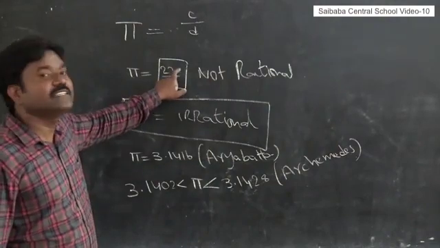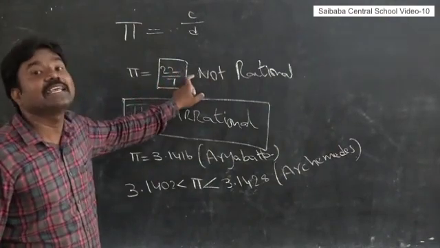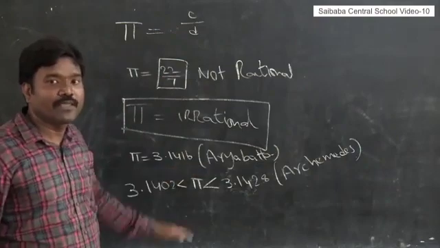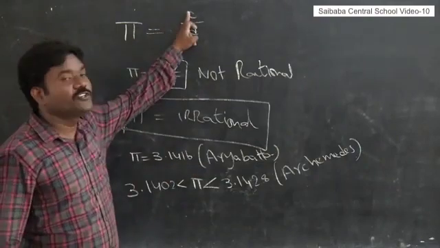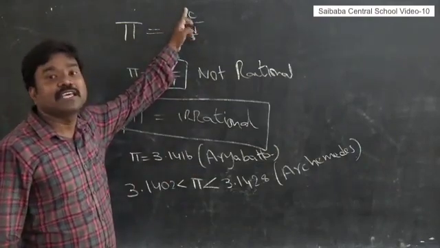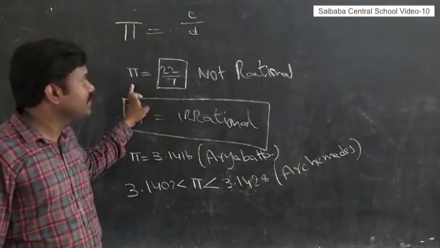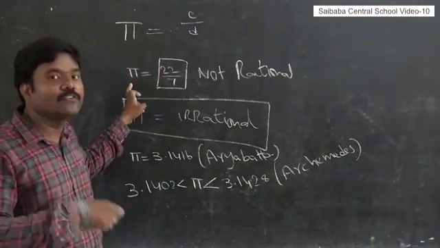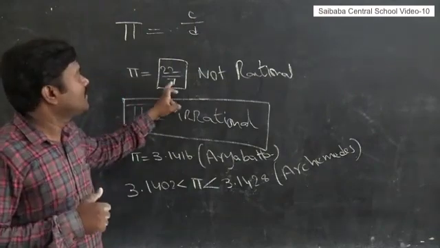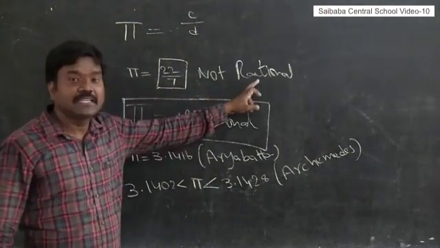What about 22 by 7? This is not the exact value, so that is not a rational number. This is the history of pi. Once again, pi is the ratio between circumference and diameter. The pi value is not 22 by 7. We are taking 22 by 7 for our purpose. This is not the exact value, so pi is not rational.